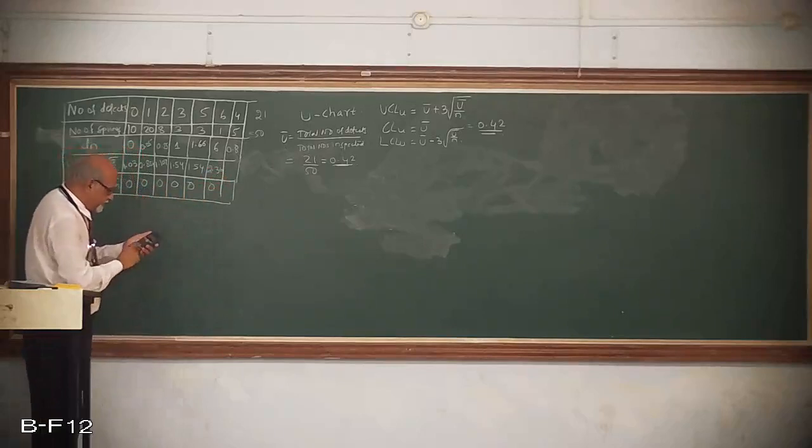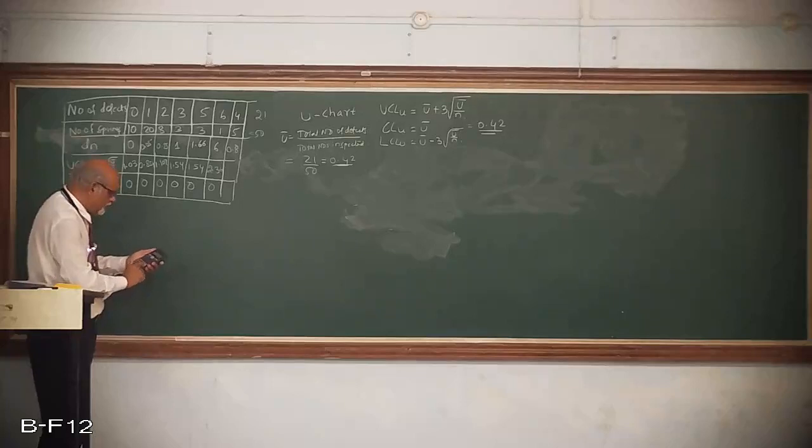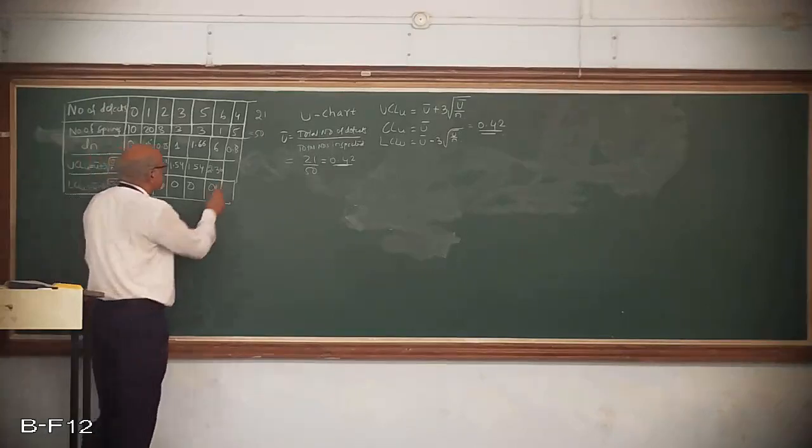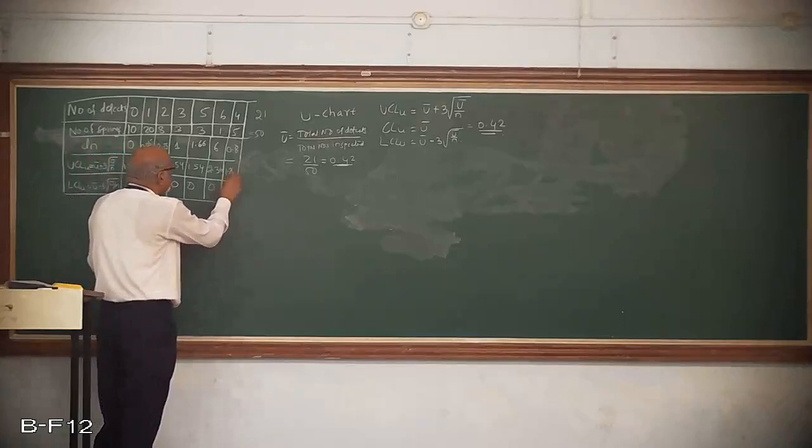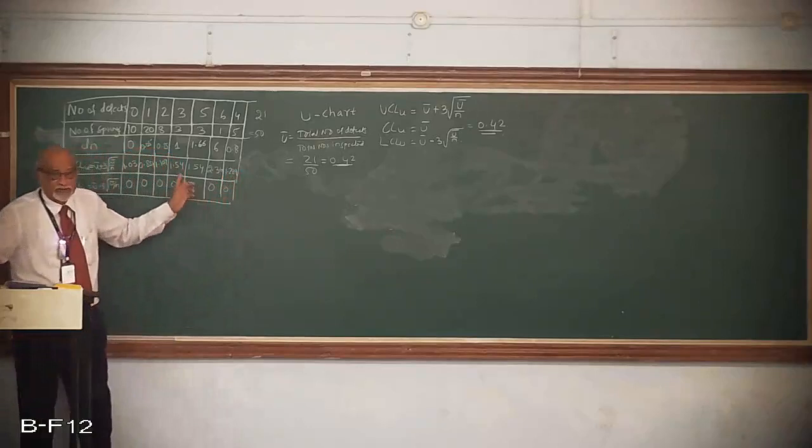And the last one, 0.42 divided by 5, its square root. 0.28 multiplied by 3, this equals 0.86 plus 0.42, 1.289, and this is 0. You got this one? You try to observe these things.